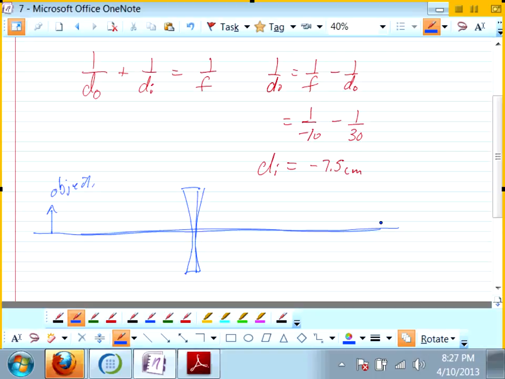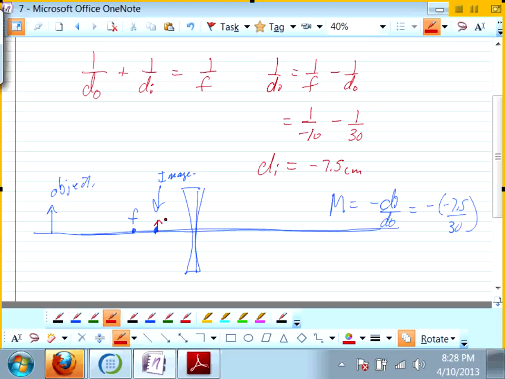The focus is negative, that means it's not on the same side as the outgoing light. So the focus is about here. There's the focus. The image distance is negative, so it's not on the same side as the outgoing light. Here's my image. Is the image upright or inverted? Can we tell? The magnification equation would tell us that the image is upright. Magnification is minus di over do, but di is negative, so negative times negative 7.5 divided by 30. At least we know it's positive and smaller. So here's our image.